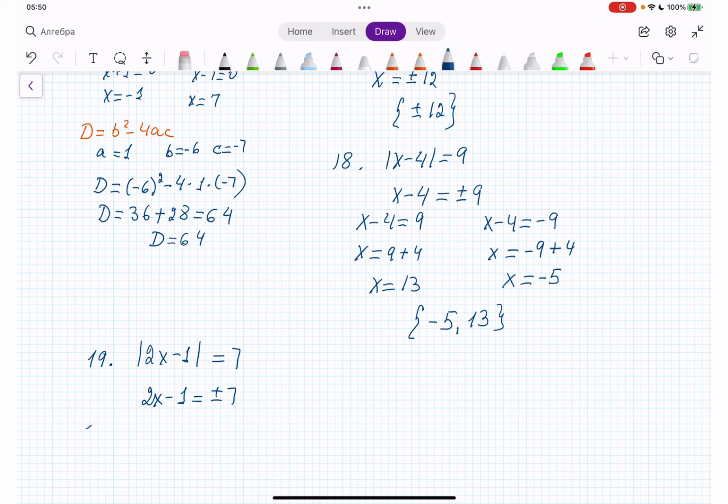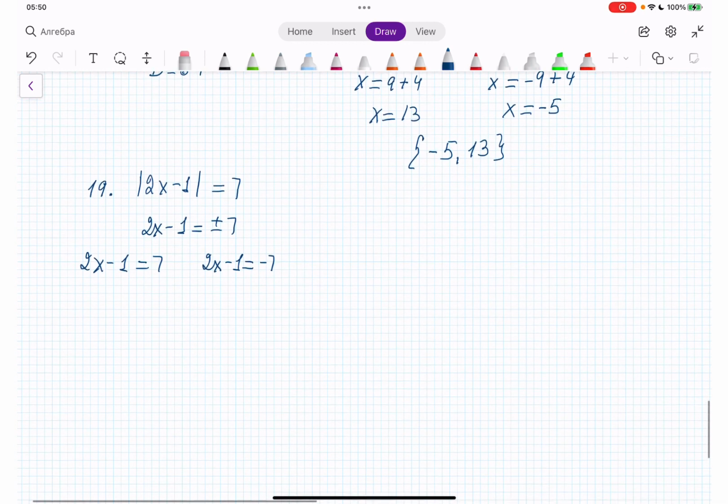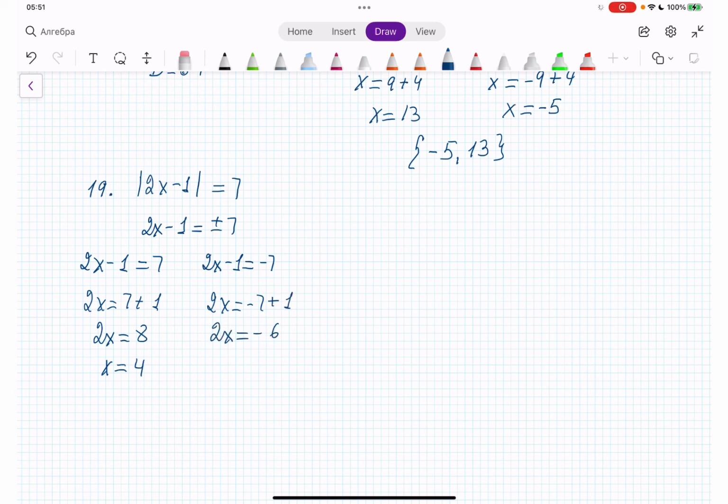So here we have 2x minus 1 equal positive 7, 2x minus 1 equal negative 7. So from here, 2x is equal to 7 plus 1, right? Negative 1 moving, it's going to be plus 1. 2x is equal to 8, and x is equal to 4. Now this one, 2x is equal to negative 7 plus 1. 2x is equal to negative 6. x is equal to negative 3. So here we have two answers, negative 3 and 4.